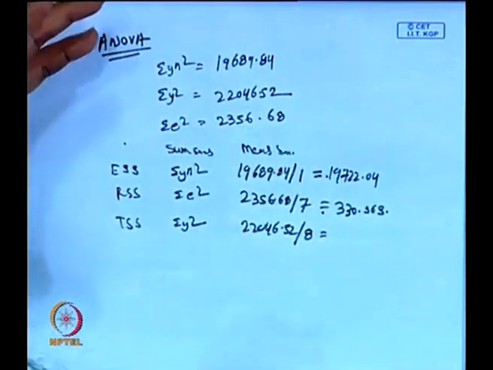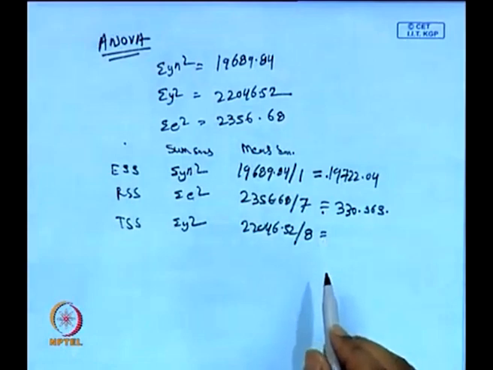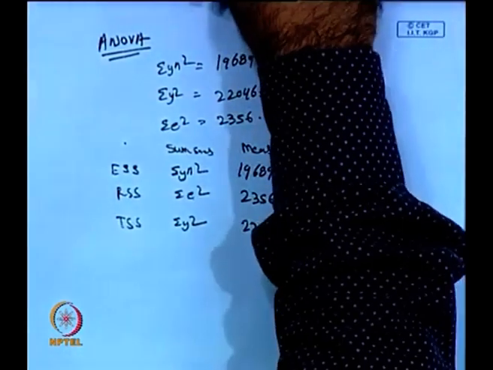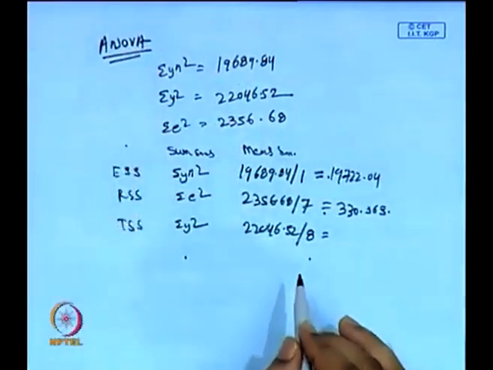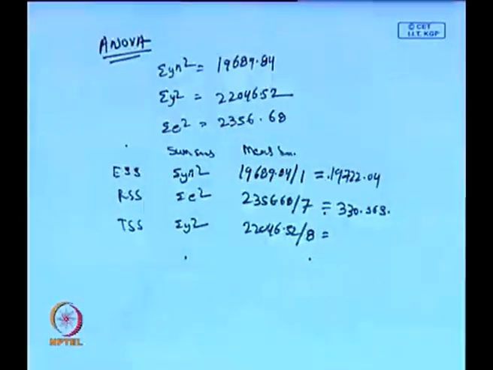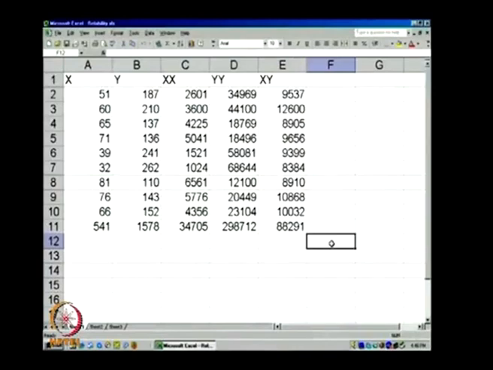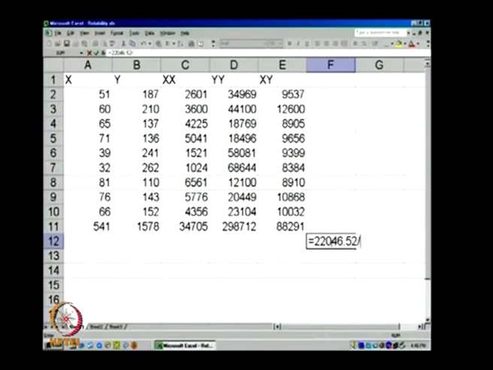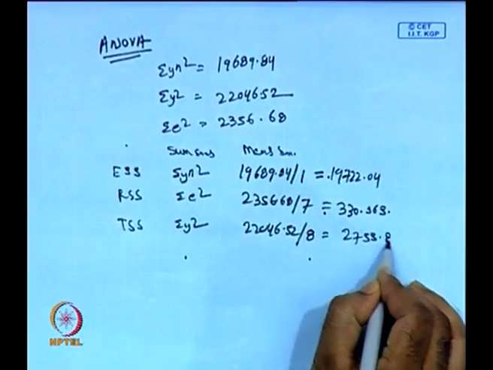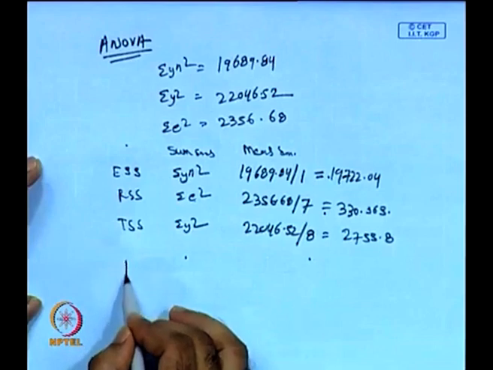So, R square will be ESS by TSS. How much will the TSS be coming? So, this is summation y square by n minus k, which is exactly equal to 22046.52 divided by 8. Okay. So, it will be coming 2755.8.